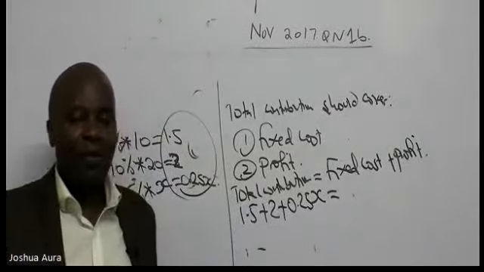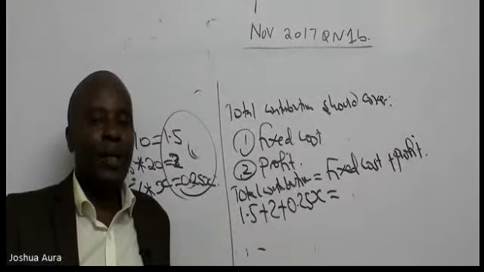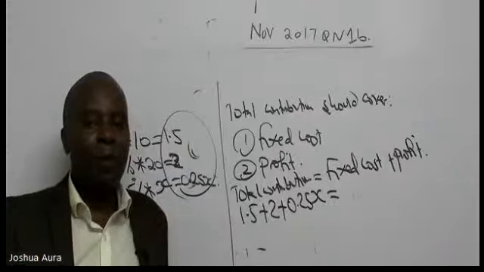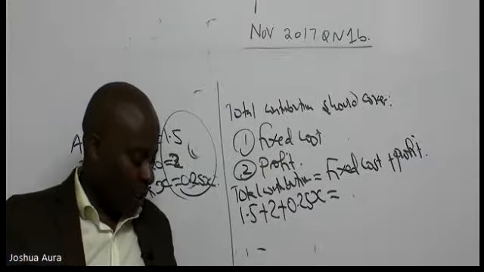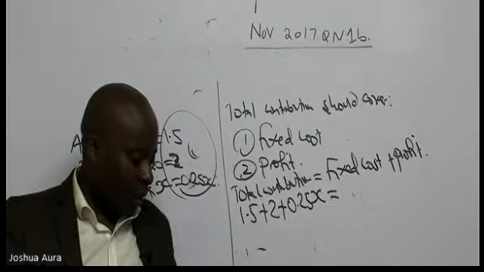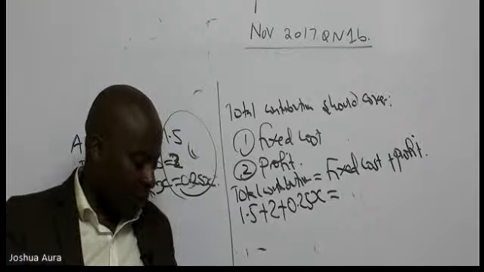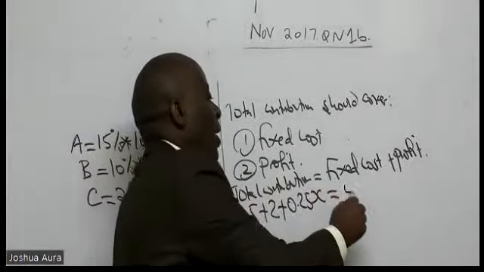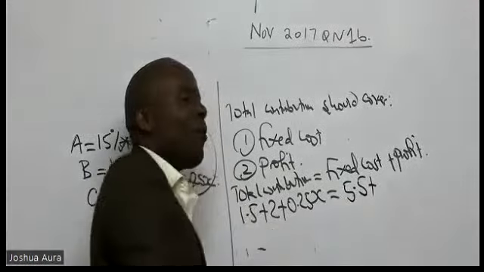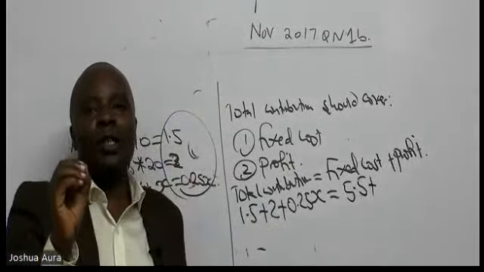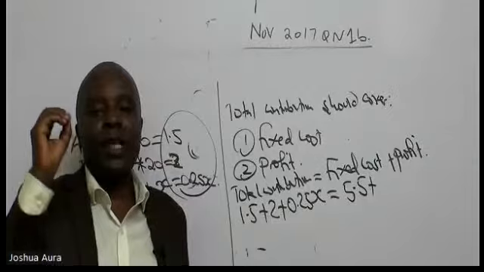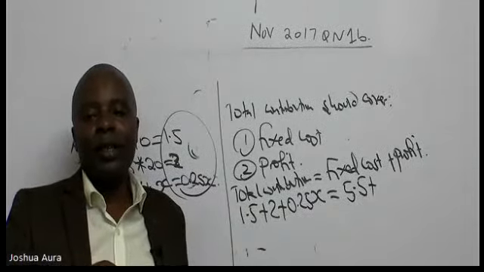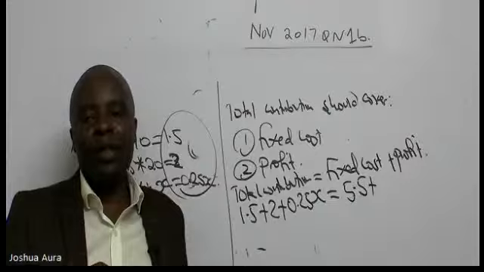Has this examiner given me the fixed cost of the farm? Yes, they've told me in note number 2, fixed cost is 5.5. So the fixed cost is 5.5. How about profit? Is there any profit that these guys are envisaging to get? Any profit they're targeting to get?